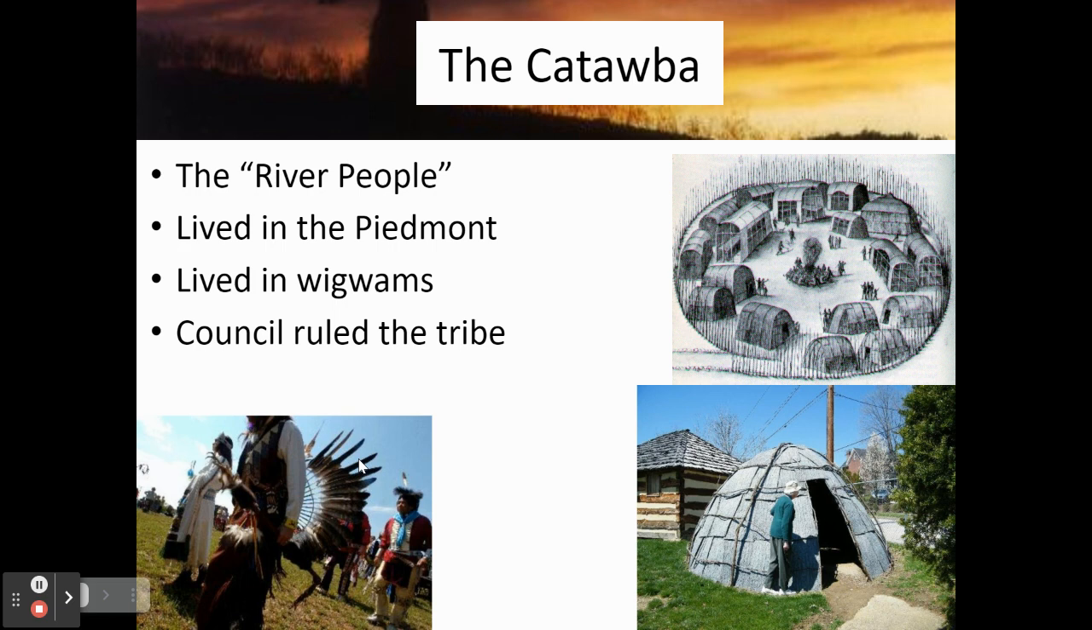Now we're moving on to the Catawba. They were known as the river people because they lived right next to the Catawba River. And guess what? The Catawba River is still easy for us to access. If you go up Interstate 77 towards Charlotte, you'll pass right across the Catawba River. It's a beautiful place. They're also in the Piedmont, and they lived in structures called wigwams. Okay, wigwams. And they had a council that ruled their tribe as well.